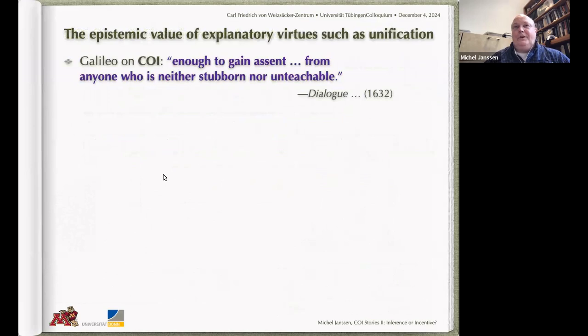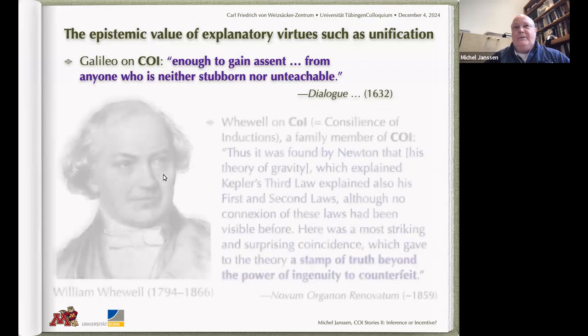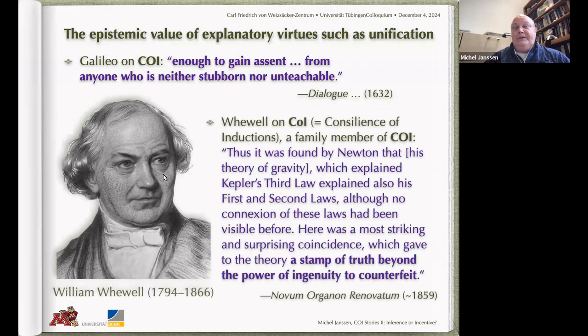So that then raises the question, right? Even though these scientists are very clear that they're talking about belief, I already quoted Galileo. Here's another scientist, Whewell, talking about COI, but now look, little o, so this is consilience of inductions, which belongs, let's say, to the same family, right? Consilience of inductions means that there are a number of evidentiary lines pointing to the same source, right? And so the example that Whewell gave is thus it was found by Newton. That is, the theory which explained Kepler's third law explained also his first and second law, although no connection of these laws had been visible before.